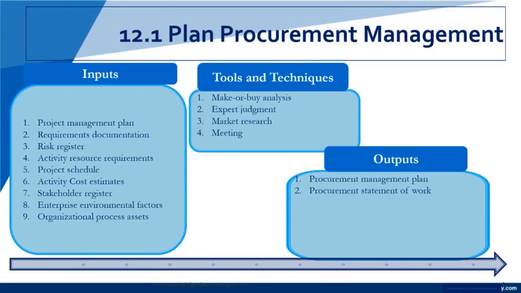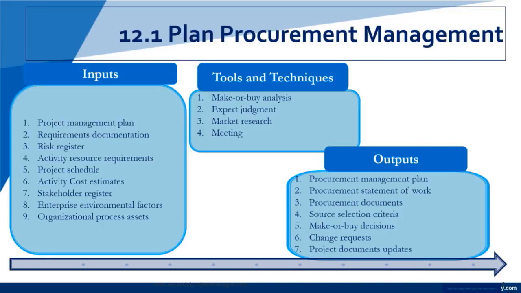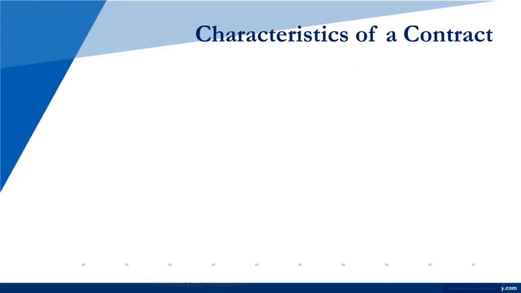Other outputs: the procurement statements of work, procurement documents, source selection criteria. How are we going to select? When we build a plan, we need to know what the criteria are for certain decisions to be made. The make or buy decisions can be an output of this plan. And change requests. Again, if our original concept is deviated from, we do change requests. And project documents get updated.